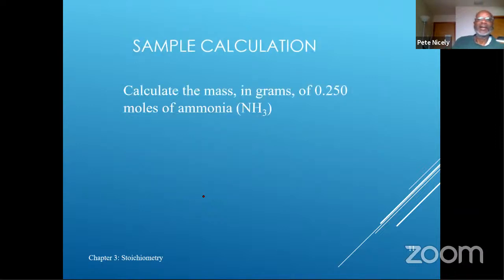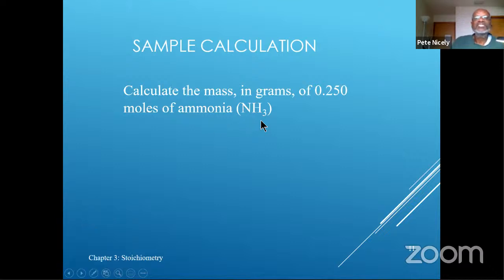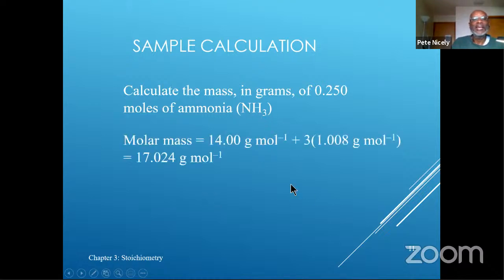Here's an example. The question says: calculate the mass in grams of 0.250 moles of ammonia. The first thing I would do in tackling this problem is figure out what the molar mass is. So I would go to the periodic table, look up the molar masses of nitrogen and the 3 hydrogens, and add them up. When you do that, as shown here, the answer becomes 17.024 grams per mole. So that's the molar mass.